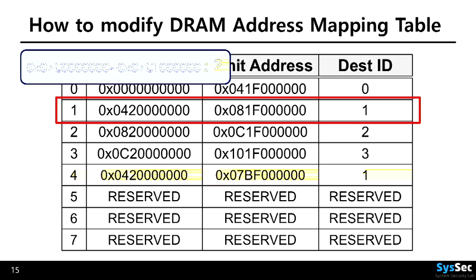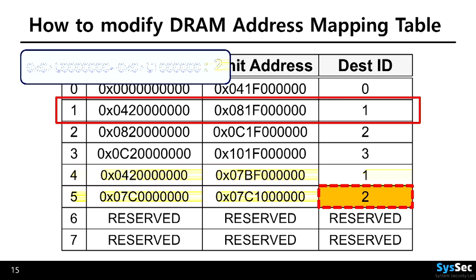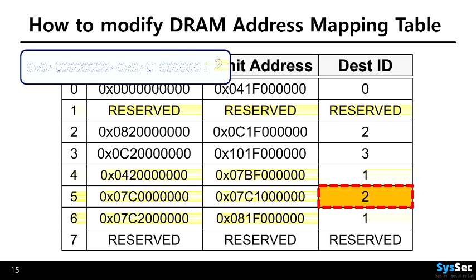First, the attacker creates a new entry that indicates from the original region to right before the attack address region. And then creates another entry indicating the attack address region and modifies its destination node. And then creates another entry indicating the rest of the original region. And lastly, removes the original entry. So after that, any memory request to the attack address region will be sent to somewhere in node 2.